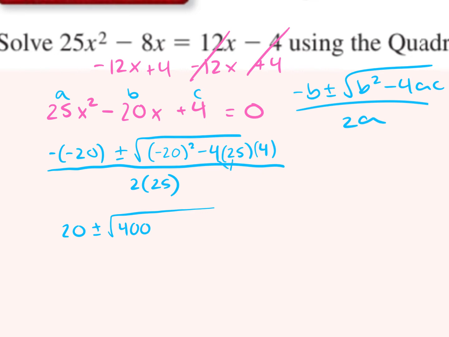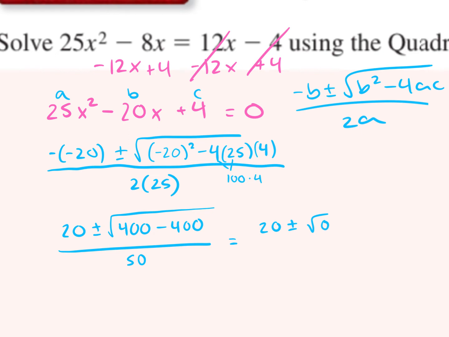So I can multiply just 2 at a time first. What's 4 times 25? 100. And 100 times 4? 400. So this would be minus 400 over, what's 2 times 25? 50. So this would be 20 plus or minus, what's 400 minus 400? 0.